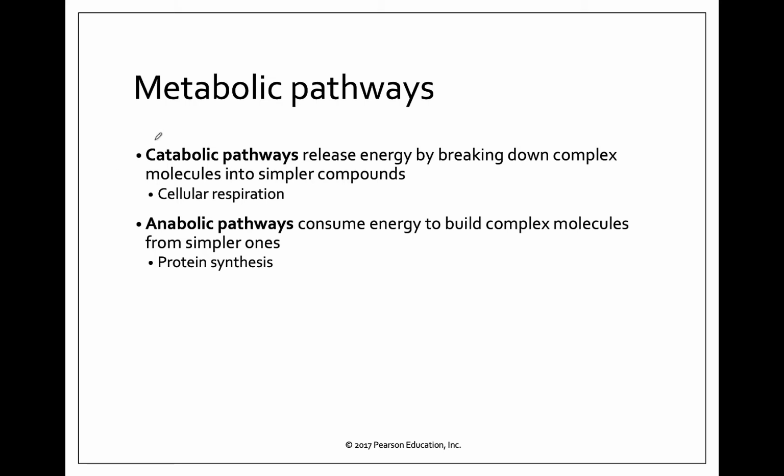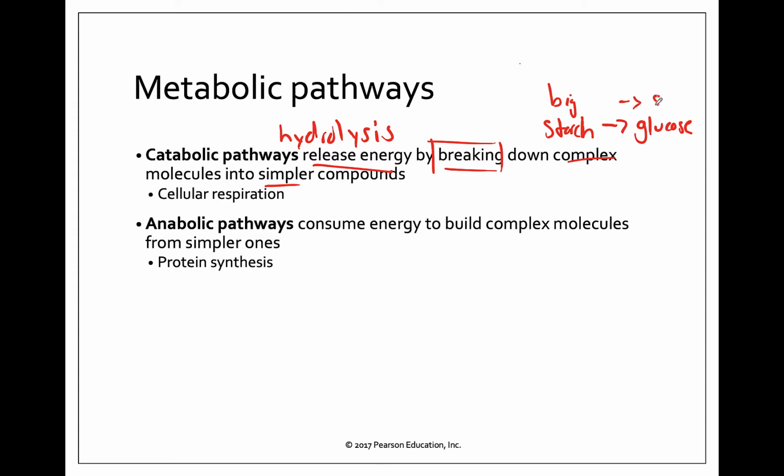There's two main types of pathways. A catabolic pathway is going to release energy by breaking. So if you think about that, that sounds a lot like hydrolysis. So hydrolysis is one example of a catabolic pathway. It's going to take something large and complex, like maybe something big like starch, and break it down into simpler compounds, so things like glucose. So we're going from big to small. And this is usually going to provide energy for the body.